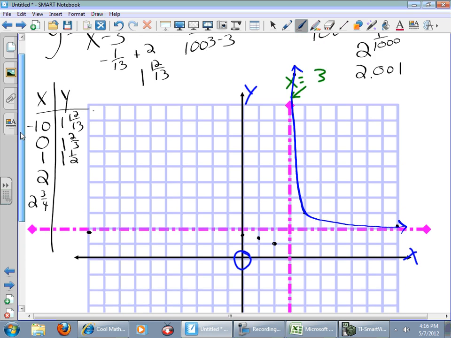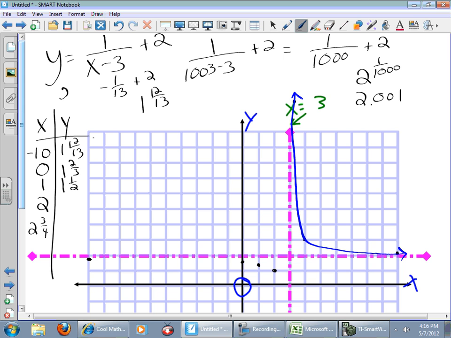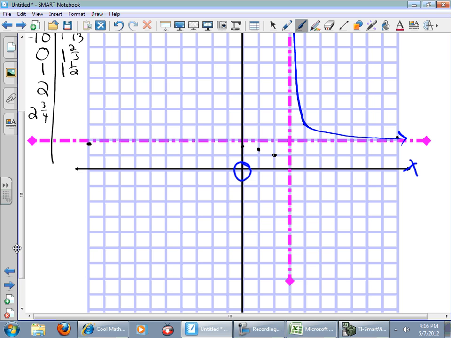And then when I go 2 3/4, 2 3/4 minus 3 is minus 1/4. 1 over negative 1/4 is negative 4. Negative 4 plus 2 should be negative 2. Something like that. And you can see that the graph is going to really hug that guy, start to break away, and then curve and climb way down. And it's going to really hug over there too. Oops, I forgot my arrowhead on the negative end there.